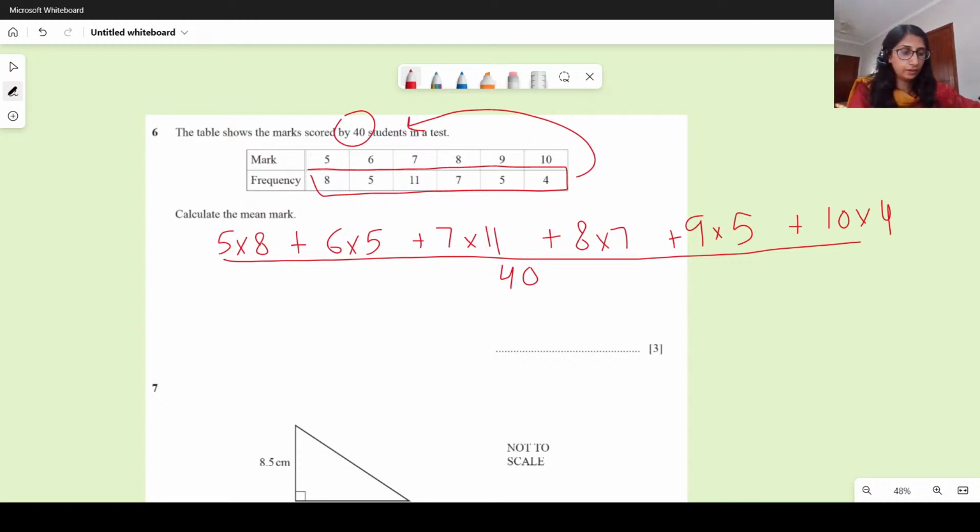Now I'll find the upper product. 5 times 8 plus 6 times 5 plus 7 times 11 plus 8 times 7 plus 9 times 5 plus 10 times 4, which gives me 288, divided by 40, which is 7.2.